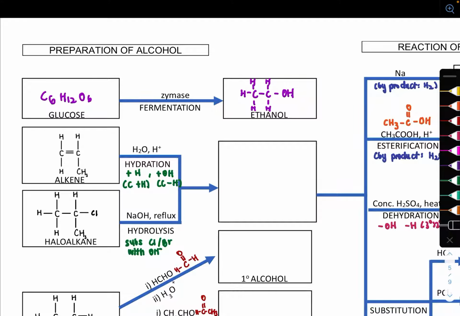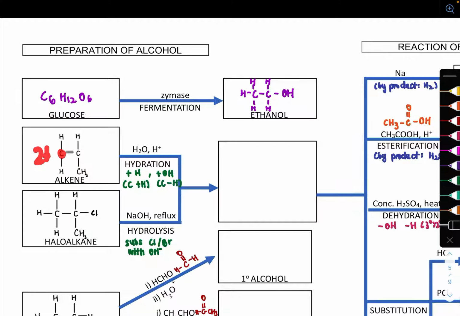Okay, so next is the preparation of alcohol from alkene, which is hydration, or the hydrolysis of haloalkane. For hydration of alkene, what are we going to add? We're going to add H2O, or add 1 hydrogen and 1 OH. So the first thing is we add the hydrogen. We look at it: hydrogen likes carbon with more hydrogen. So we're going to add the OH to the one with less hydrogen. So let's look at this carbon.